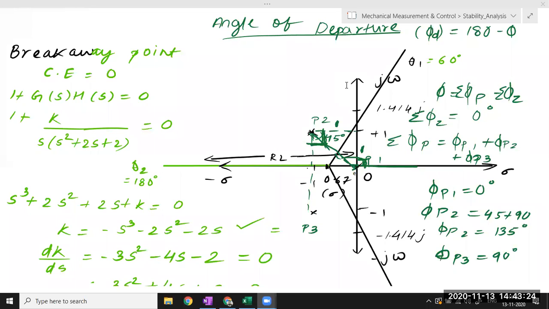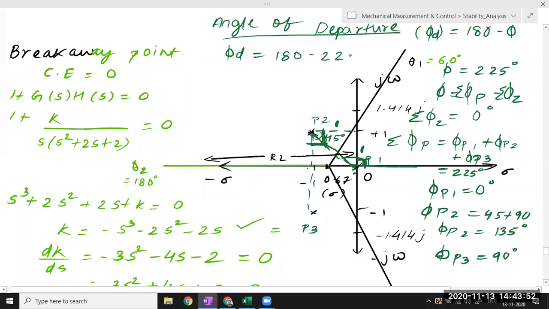Add. तो देखो क्या ऐड होगा? 135 plus 90 plus 0 कितना हो गया? 225। Yes or no? अब समेशन ऑफ फाई p आ गया 225, समेशन ऑफ फाई z 0 है, तो फाई क्या मिल गया? 225। यस और नो? ठीक है, तो समेशन ऑफ फाई डी, जब एंगल ऑफ डिपार्चर फाइंड कर रहा हूं, तो कितना मिला? 180 माइनस 225 कितना हो गया?